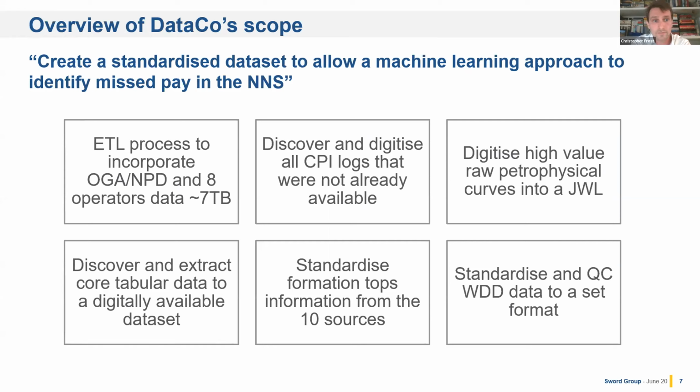So our scope is in 6 parts, I guess. We undertook an ETL process to incorporate OGA's data, the MPD data, and data that we received from 8 different operators, which was around 7 terabytes in total. We discovered and digitized all available CPI logs that were not already available. That was mainly in the OGA data set. The MPD data set actually, I think, requires that.